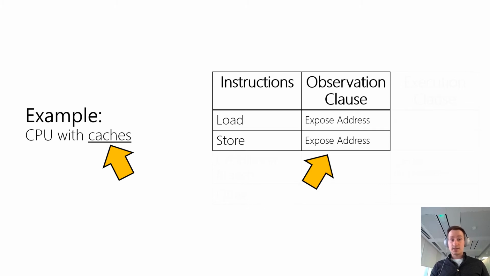Let's say, for example, we have a CPU with a cache. Then this cache is vulnerable to cache side channel attacks, and from these attacks the attacker can learn the addresses of memory accesses. Accordingly, the observation clause will say that loads and stores, so all memory accesses, can reveal their addresses to the attacker through the side channel. So that's the observation clause.